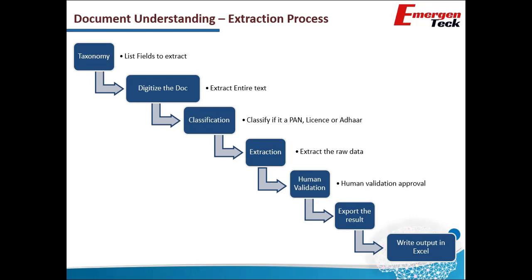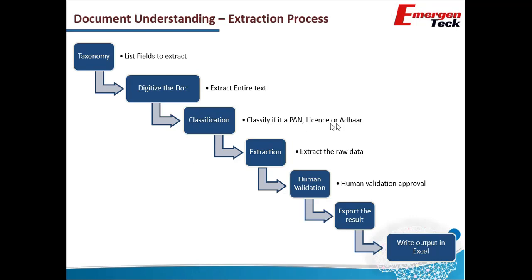First of all, we'll list down all the fields to be extracted. That will be done in taxonomy creation and taxonomy loading. Then we will digitize the document, extract the entire text over the document, and then classify the document, whether it is a PAN, license, or Aadhaar for this example, or what kind of invoice or any other kind of document you are dealing with in your own use case.